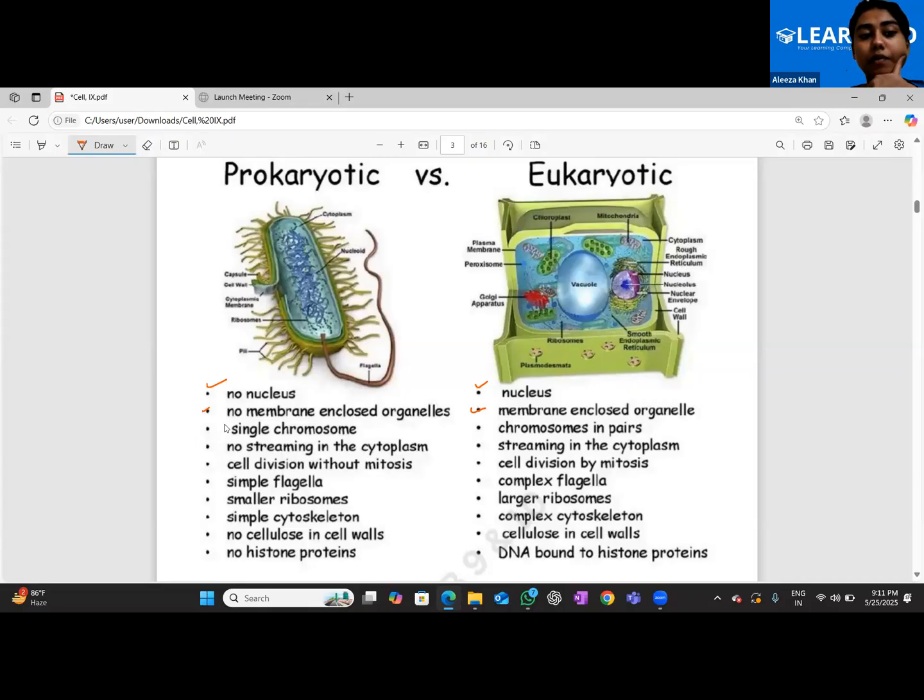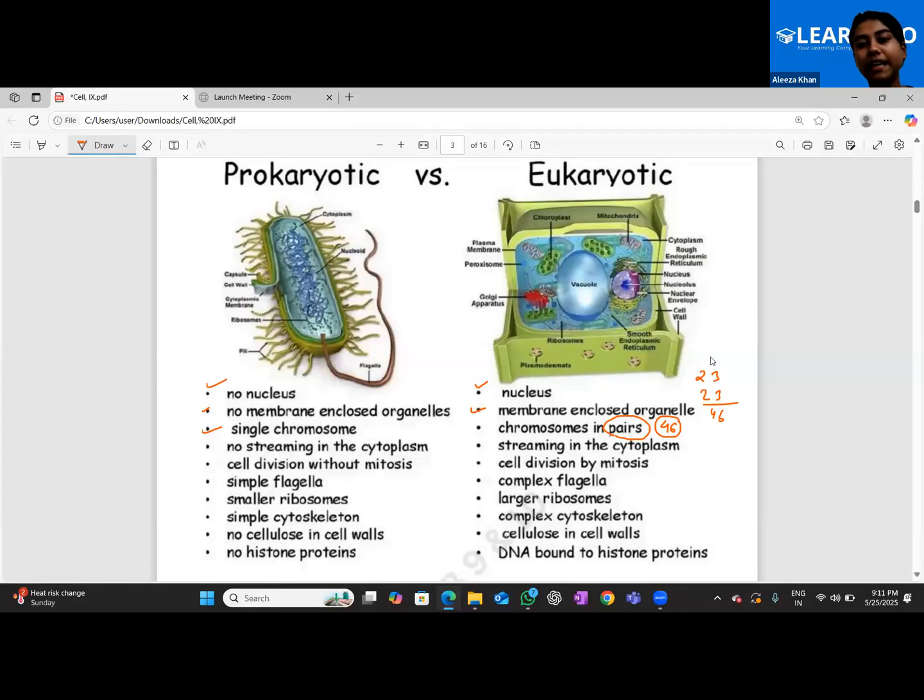Prokaryotes have only a single chromosome. How many chromosomes are there in humans? There are 23 pairs of chromosomes, 22 plus X and Y, making 46 chromosomes in total. Simply, you can say 46 chromosomes in humans.